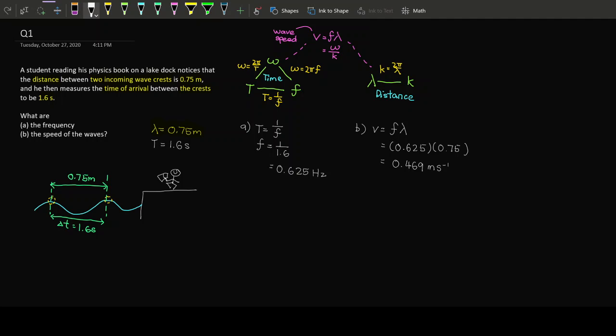The main thing I want to highlight here is knowing how to relate time and distance using wave speed, and knowing how to manipulate between different variables that represent time, and between different variables that represent distance. So that's all for question 1. Thank you very much.